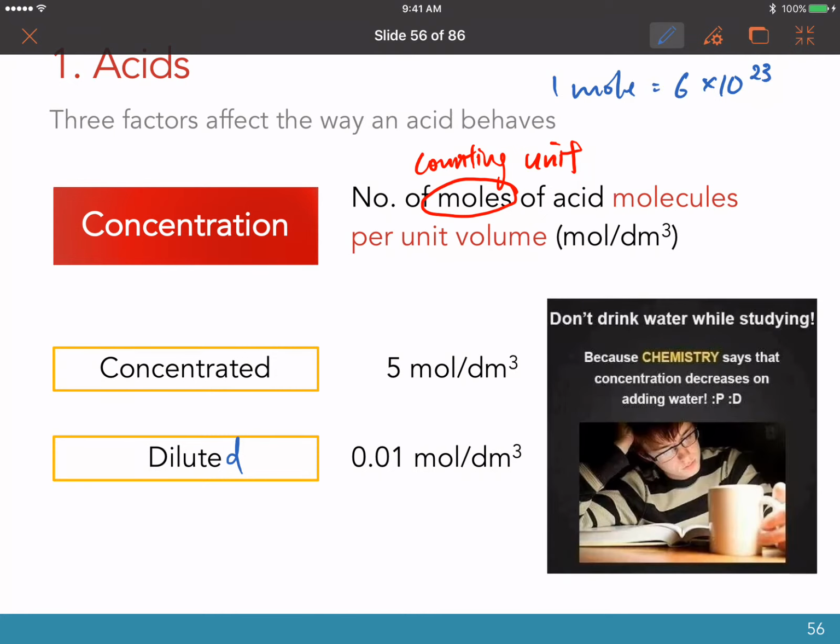So here's a joke. Don't drink water when you're studying. Why? Because chemistry says that concentration will decrease when we add water. Yeah. Take a while to let it sink in. Do you understand this joke?